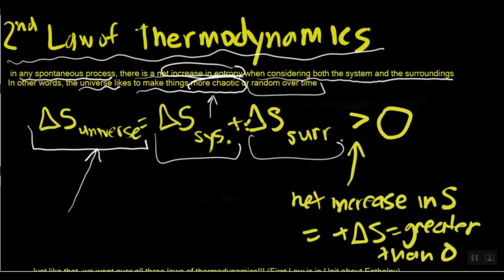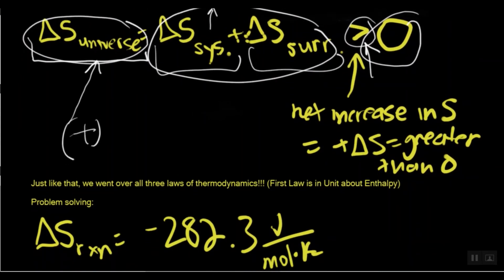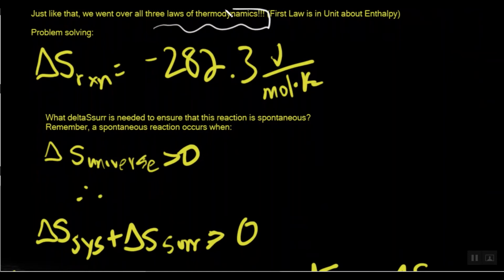That means that delta S has to be positive. And guess what? It's positive when it's greater than 0. And oops, I shouldn't be putting that greater than or equal to, because it's just greater than. So as long as this or this is greater than 0, we're good. So let's talk about more things. Just like that, we went over all 3 laws of thermodynamics. Yay. And of course, the first law is in the unit about enthalpy, which talked about work and heat.